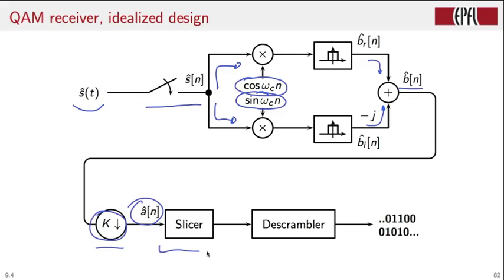The slicer will find the closest alphabet symbol and recover the chunk of m bits associated to the symbol, and finally the descrambler will undo the randomization and recover the original user data stream.